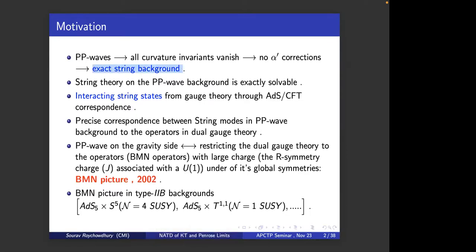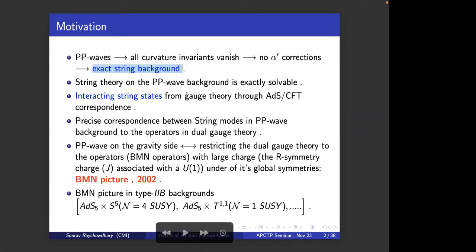Now, if we consider the Polyakov action, which is the sigma model action for the string theory, and we consider it for the pp-wave background, it is exactly solvable. It just reduces to the Klein-Gordon equation for a massive scalar field as far as the bosonic sector of the full string theory is concerned. So it drastically becomes simple.